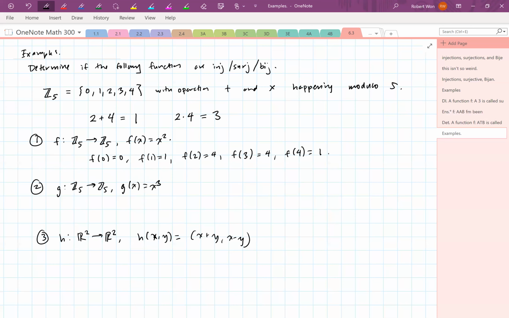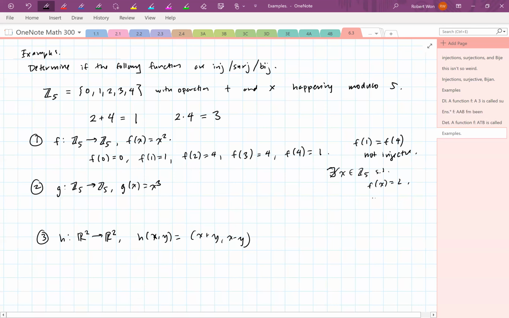Okay, so what this function does is it just takes the numbers 0 through 4, it squares them, and it takes the result modulo 5. And so we can see that this function is not injective and it's not surjective. It's not injective because f of 1 equals f of 4. And it's not surjective because you can never get 2 as the output of this function. There does not exist an x in Z5 such that f of x equals 2, so it's not surjective.